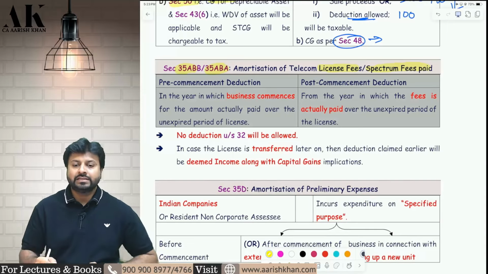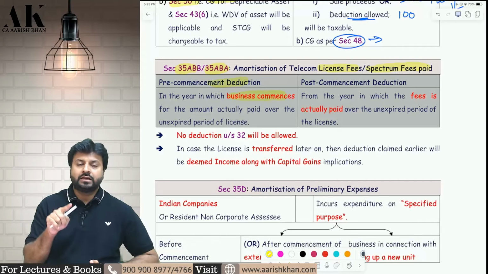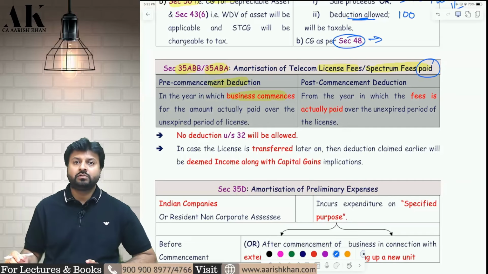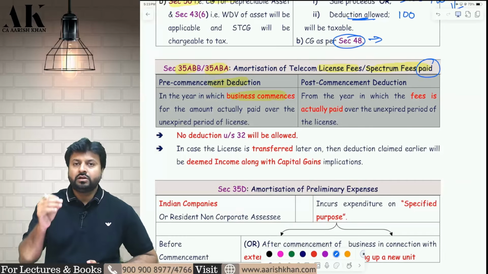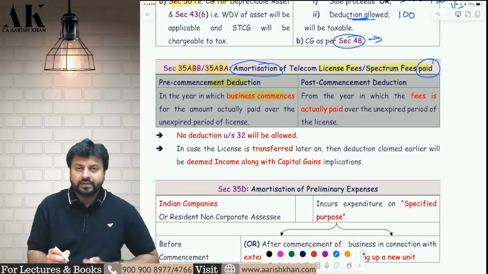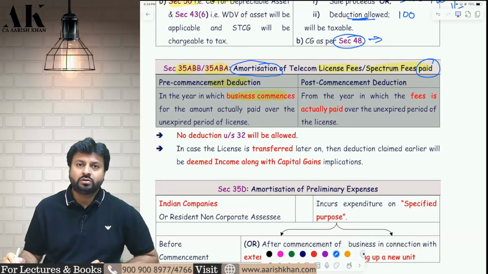Now, if you are buying a license before commencement, then you will be given the deduction from the year in which the business commences, but the deduction is allowed only on payment basis. The deduction here is not allowed on accrual basis. You have to pay the license cost, and then you will take the deduction. If you have paid the license cost, divide by the unexpired life of the license, and it will be allowed to you over the life of the license. As the section itself says, it is an amortization section. You cannot get the deduction in one shot. You will get the deduction over the life of the license.